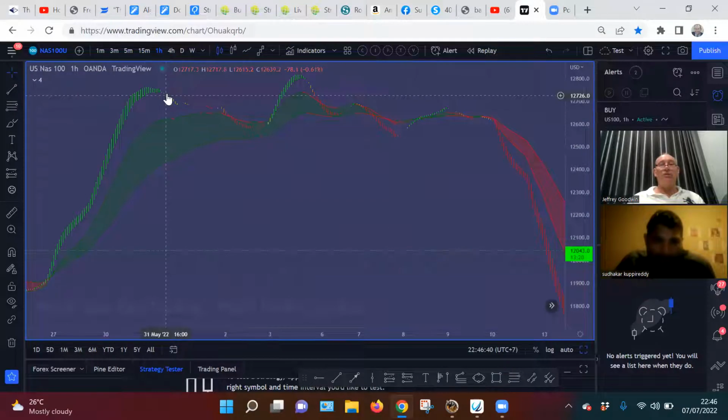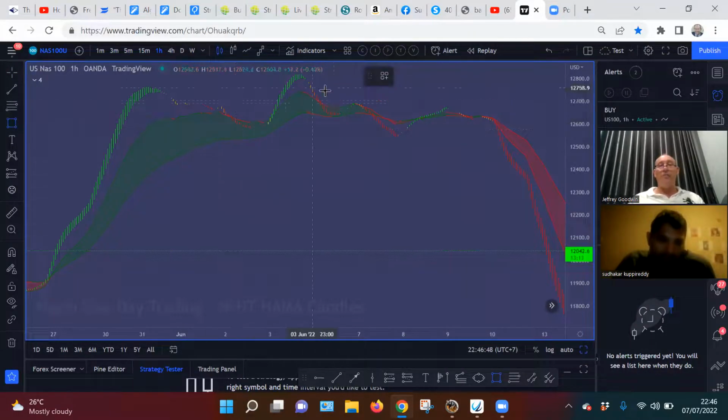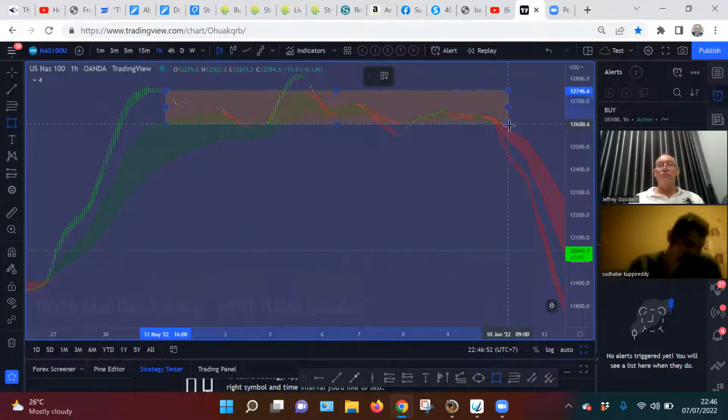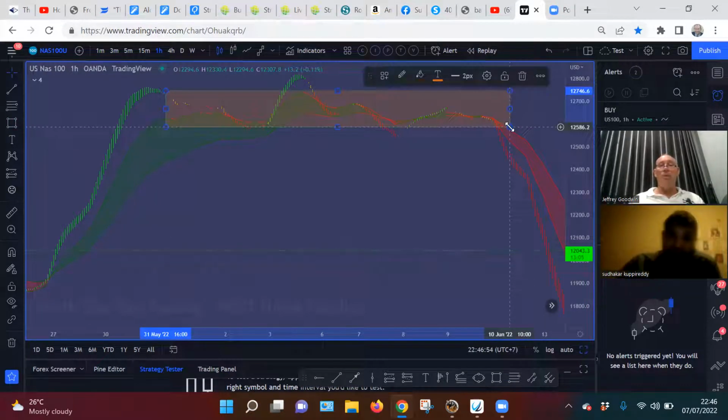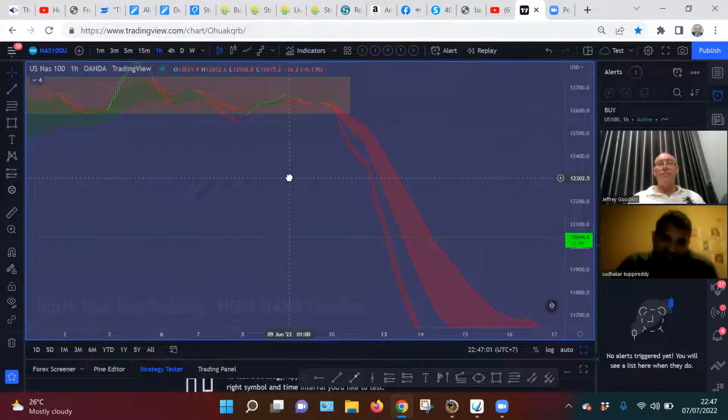So if you see consolidation, you know what we do with consolidation. We draw a box. Once you see it's coming up and down, it's staying in there, we can just draw a box and wait for it to pop out. Potentially you could get in there. So basically on the cloud, no trade.